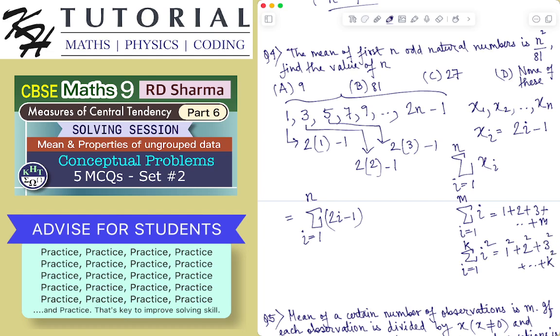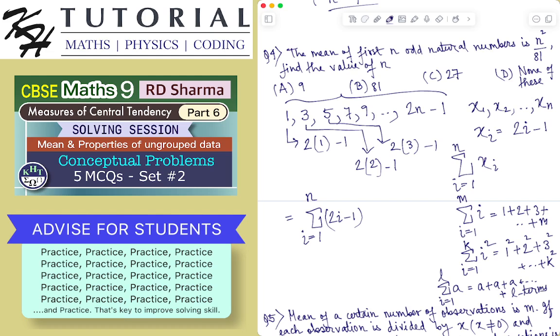What is summation of any constant? Let's say a is a constant, and i is ranging from 1 to, let's say, L, where L is a natural number. This is nothing but a plus a plus a up to L terms, which is L times a.